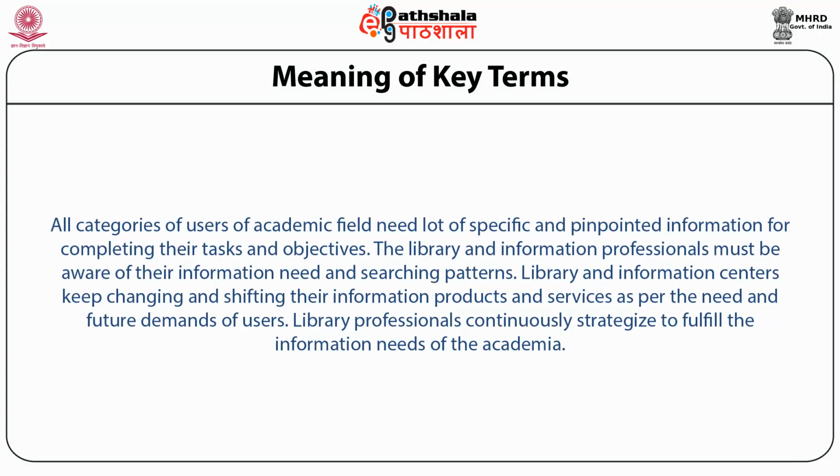All categories of users of the academic field need a lot of specific and pinpointed information for completing their tasks and objectives. The library and information professionals must be aware of their information need and searching patterns. Library and information centers keep changing and shifting their information products and services as per the need and future demands of users. Library professionals continuously strategize to fulfill the information needs of the academia.